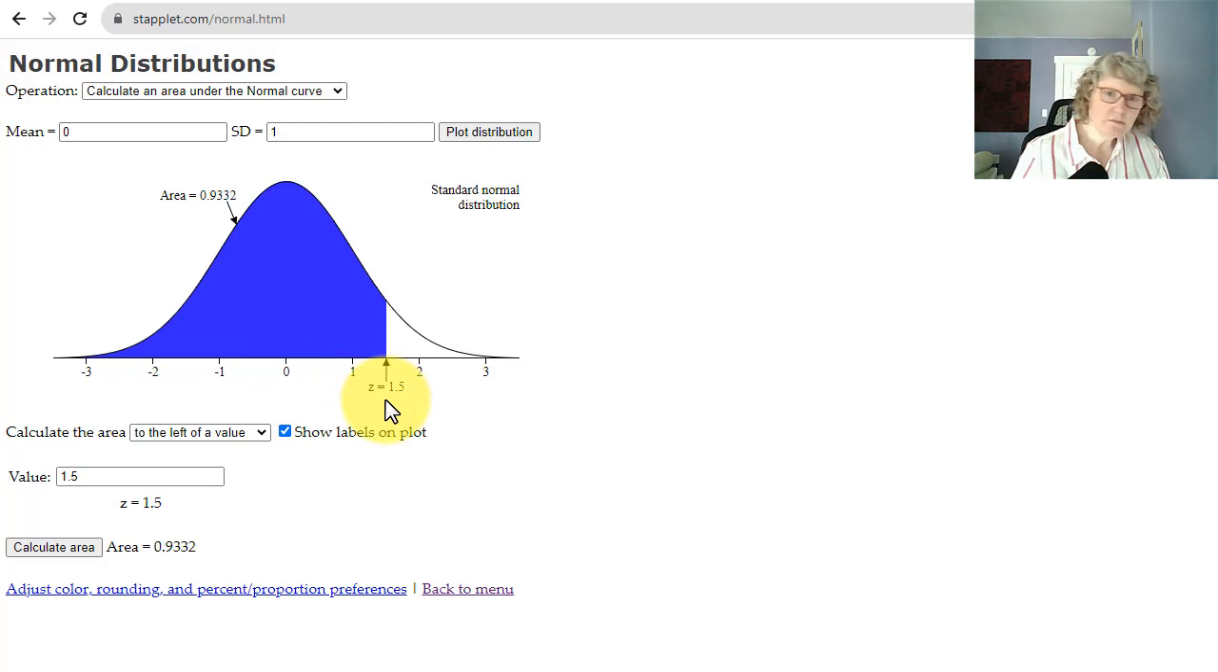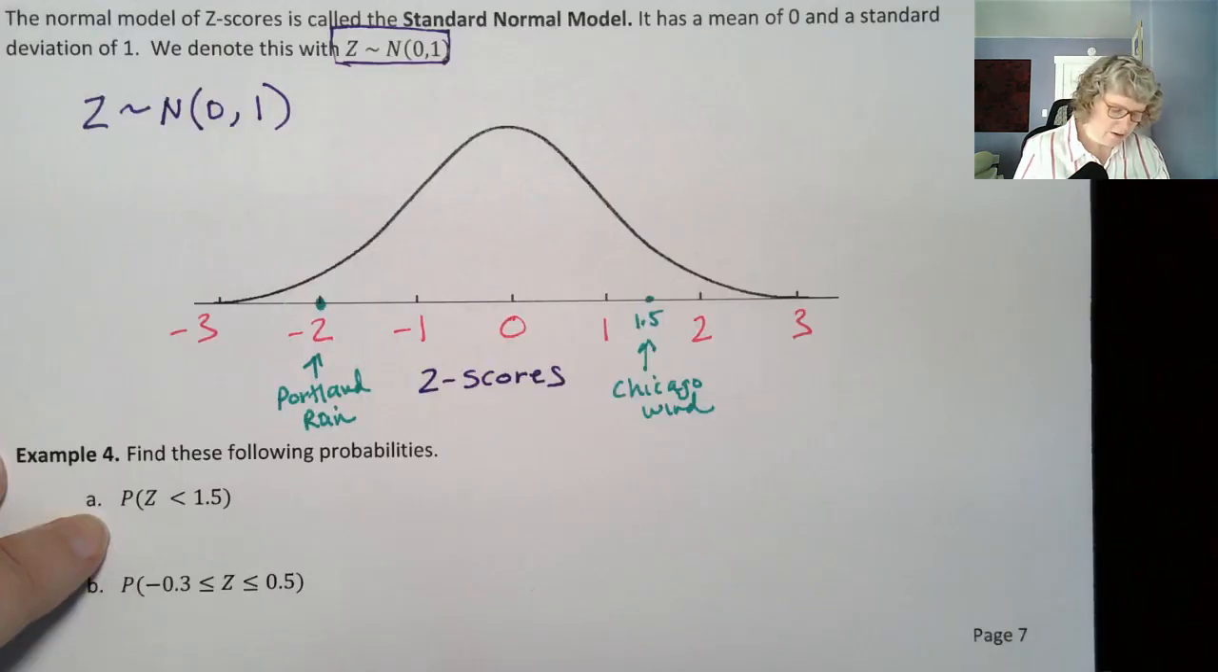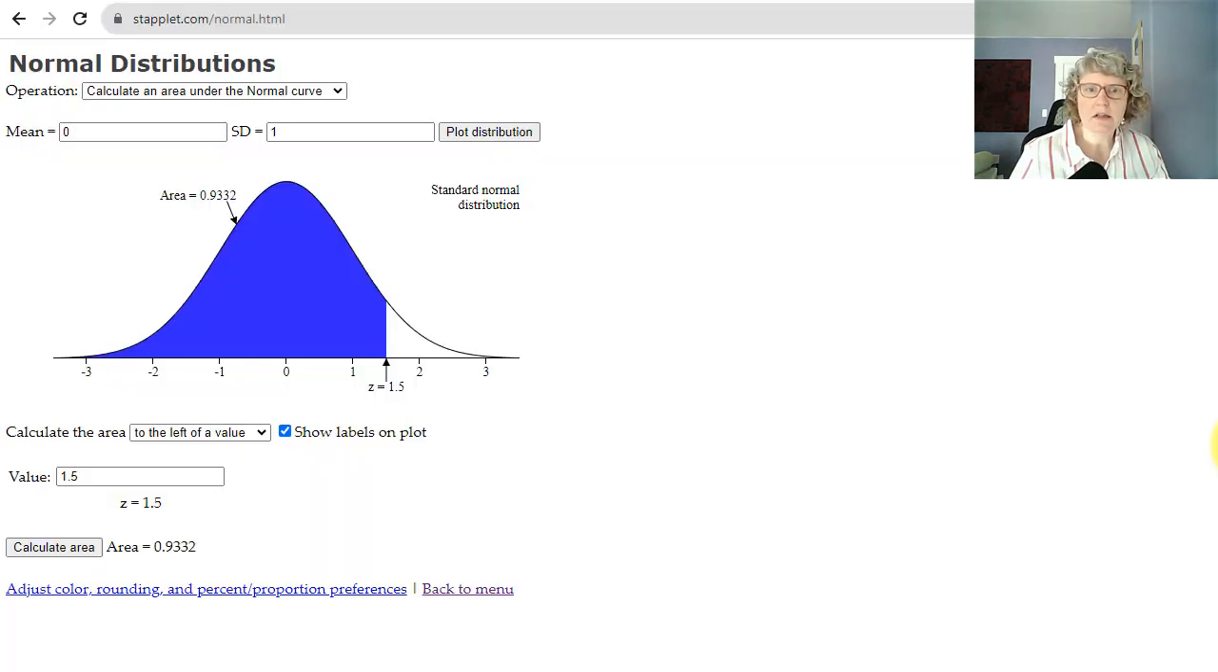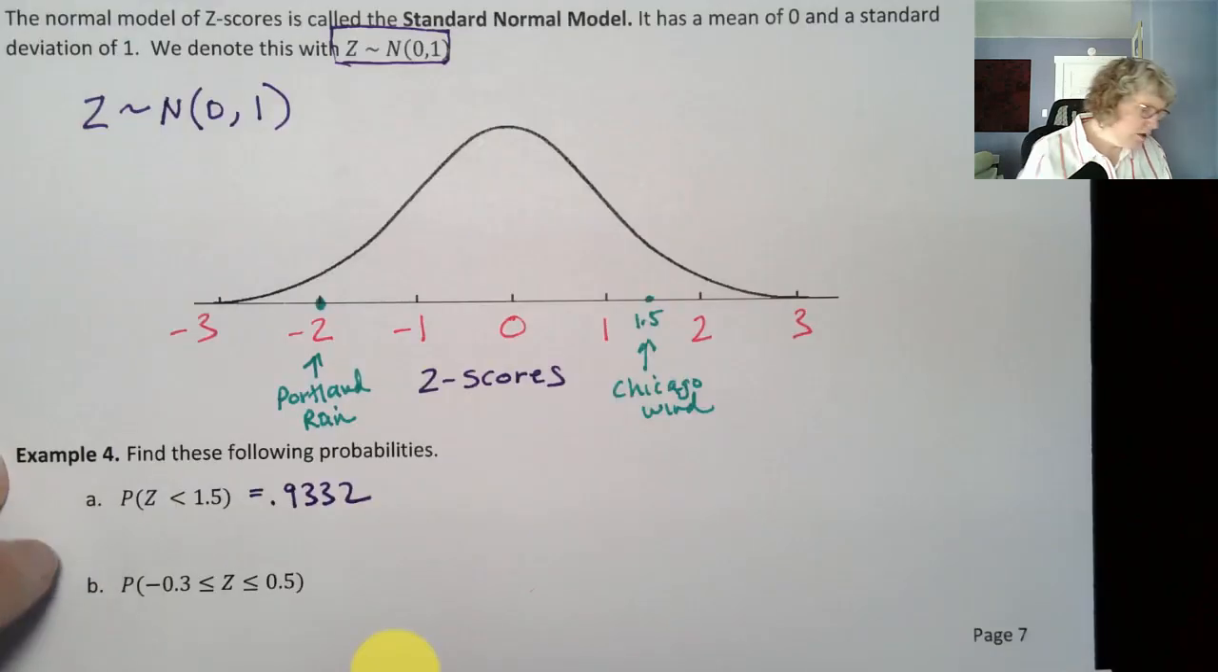So what's the chance of getting a value that's below 1.5 standard deviations above the mean? Turns out that is 0.9332. And look how it says z equals 1.5. It just gives us the z-score value. It's a little bit redundant on the standard normal, but that's okay. It's very helpful on the other ones. So that is 0.9332. Wow, that's a lot. That's 93%, and there's only 7% or so in that tail.